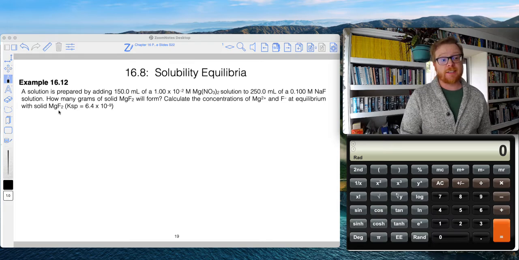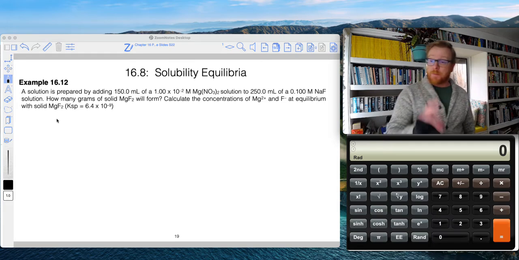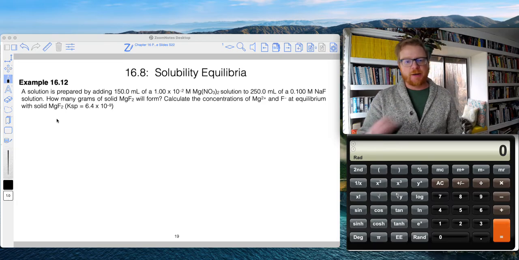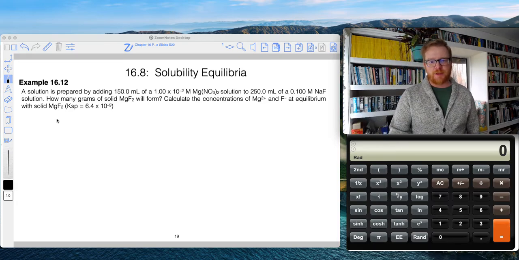Folks, let's get into this example 16.12. This is a big problem. This is a hard one, but we can do it. It's going to combine several different types of calculations we've been doing. So let's get into it.